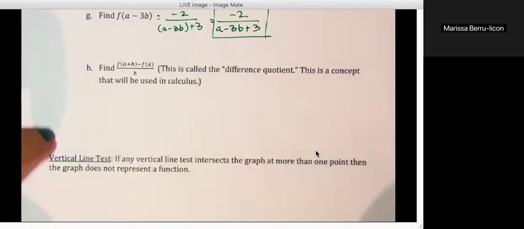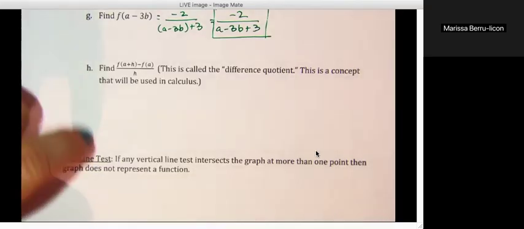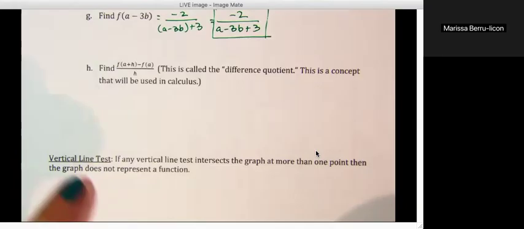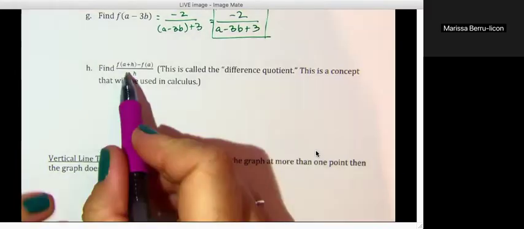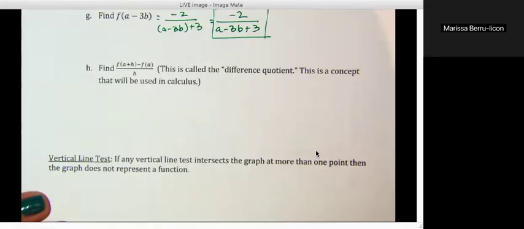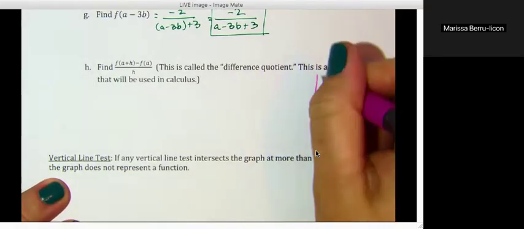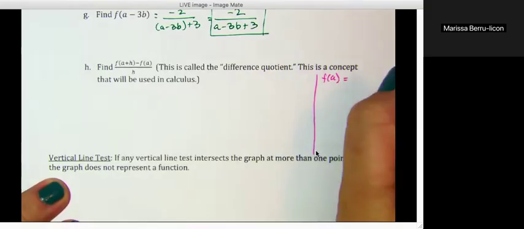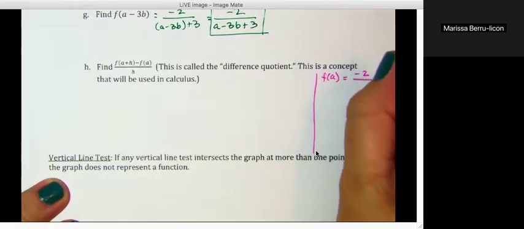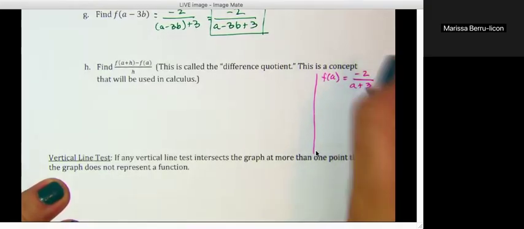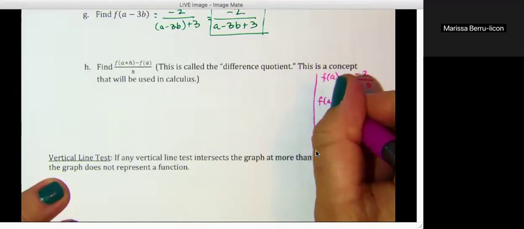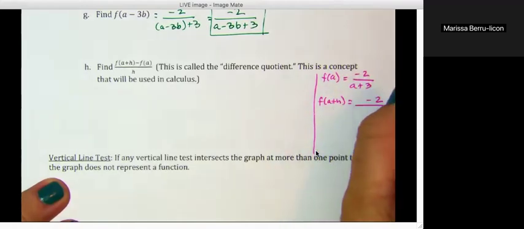The difference quotient is a little bit more work, and when I did the formatting for this, I meant to have this vertical line test part be on the next page, but unfortunately it's not. So we're going to be a little bit tight for space here. We may have to bring some of our work down below where it says vertical line test. So here I have, again, finding the difference quotient. Off to the side again, I can find f of a, which is negative 2 over a plus 3, and then f of a plus h will be negative 2 over a plus h plus 3.